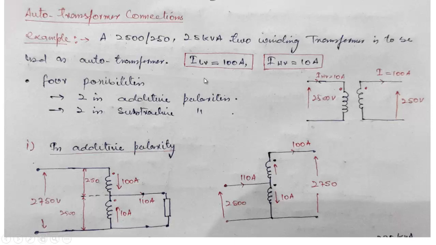Calculating its low voltage full load current, that will be equal to 25,000 divided by 250, which is 100 amperes. And for high voltage, it will be 25,000 divided by 2500, which is 10 amperes. So this will be looking like this. This is 2500, let us say, on the primary side. High voltage current will be 10 amperes, low voltage will be 250, and low voltage current will be 100 amperes.